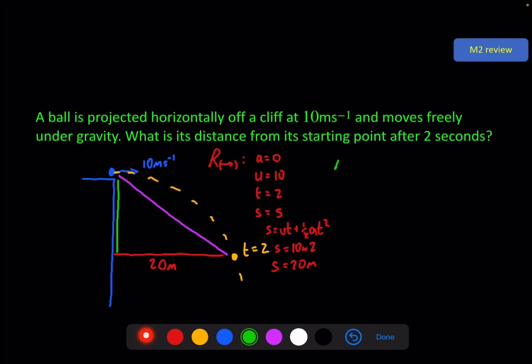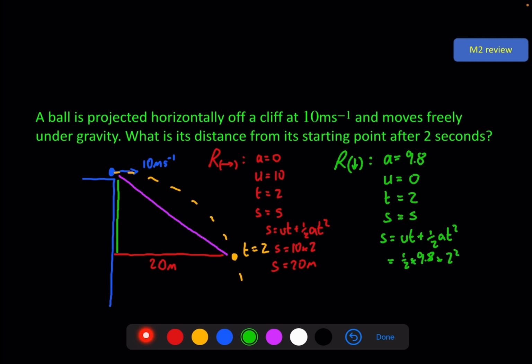Looking vertically, I'm going to resolve with my positive direction downwards. So we have acceleration due to gravity, 9.8. We have an initial vertical velocity of 0, and again the time is 2 seconds, that's the key point we're looking at, and we want the displacement. Same formula, s equals ut plus a half at squared, and this time the first term is 0, so we just have a half times 9.8 times 2 squared, and that will give us, if I put that quickly on my calculator, 19.6 meters.